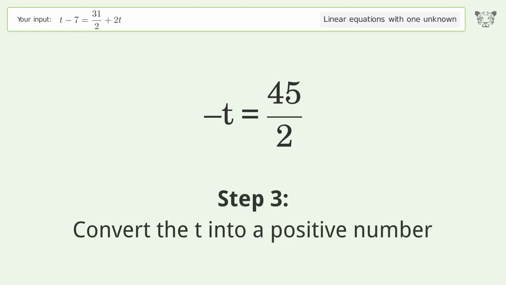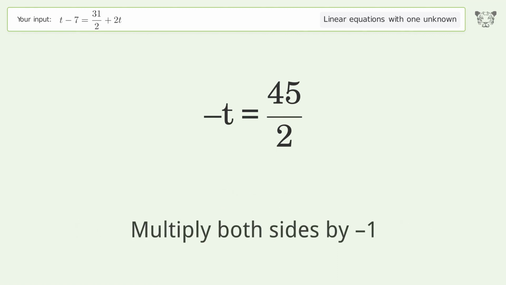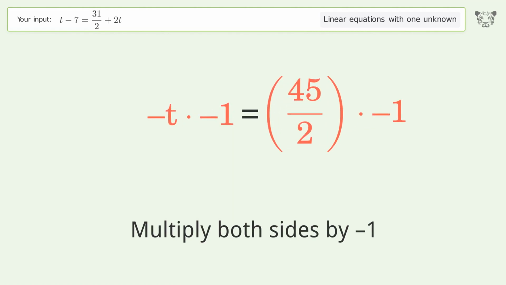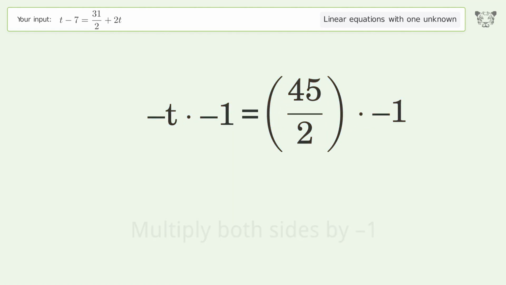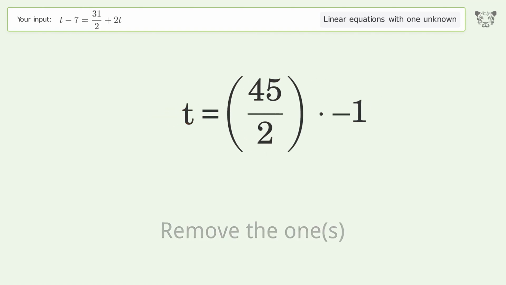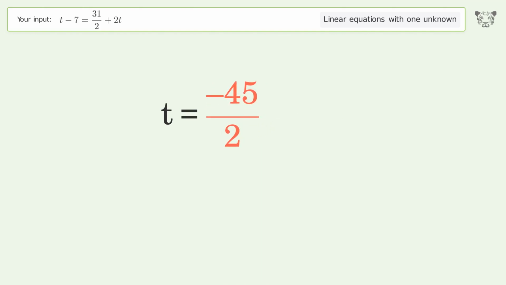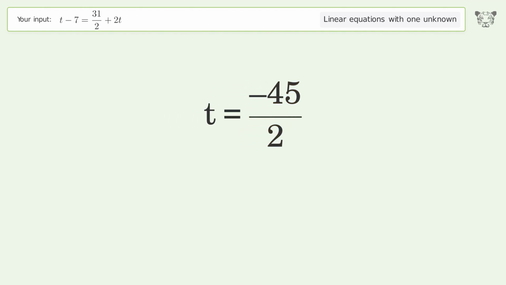Convert the t into a positive number. Multiply both sides by -1. Remove the ones. And so the final result is t equals -45/2.